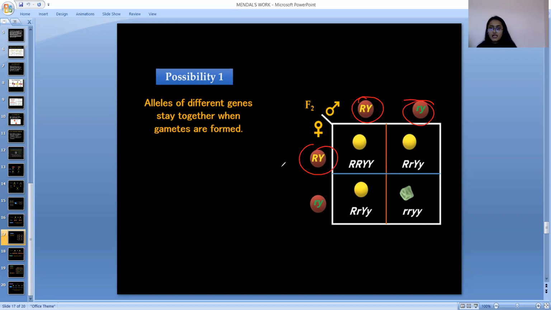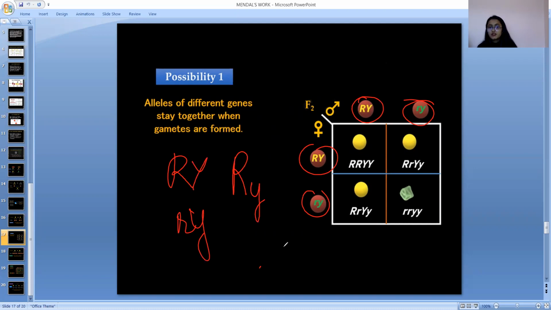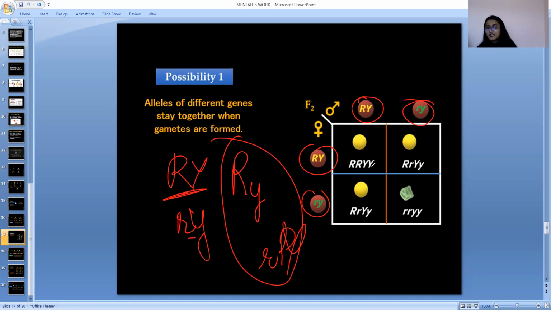हमेशा यही गैमेट बनेंगे, आर वाई बनेगा और स्मॉल वाई बनेगा. कभी भी आर के साथ स्मॉल वाई नहीं होगा, कभी भी स्मॉल आर के साथ कैपिटल वाई नहीं होगा. ये है पहली पॉसिबिलिटी. अगर यही बनेगा तो हमेशा राउंड येलो और रिंकल येलो यही बनेगा. कभी रिंकल येलो रिंकल नहीं बनेगा, कभी ग्रीन राउंड नहीं बनेगा, राइट? बट ऐसा नहीं होता है. दे आर इंडिपेंडेंट. दे कैन मेक गैमेट विद एनीवन. ये कंडीशन भी हो सकती है, ये भी हो सकती है. लेट्स टेक अ सेकंड पॉसिबिलिटी.